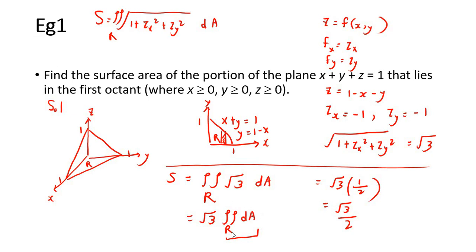As we know, this constant we factor out. The double integral of dA over region R actually represents the area of region R. In this case, you don't need to use a double integral. Just use the area of a triangle, which is half of the length times the width. So half of 1 times 1, you get a half. So the answer for this case is square root of 3 over 2.